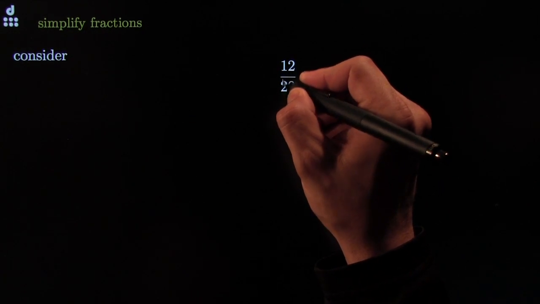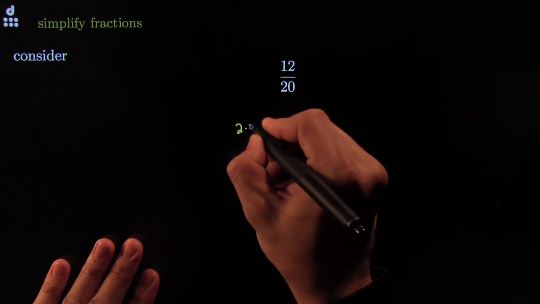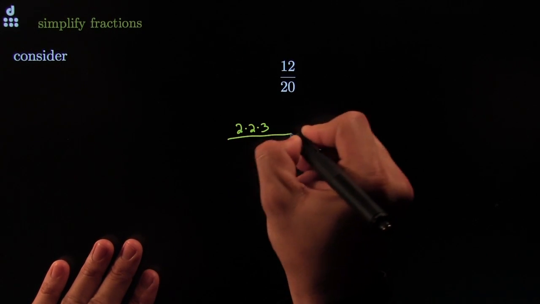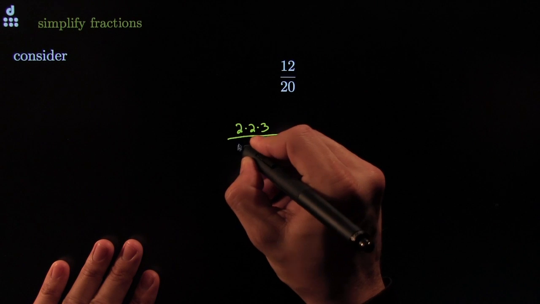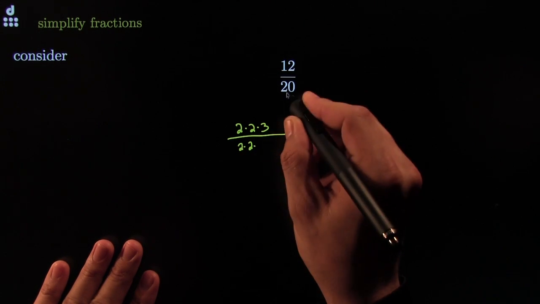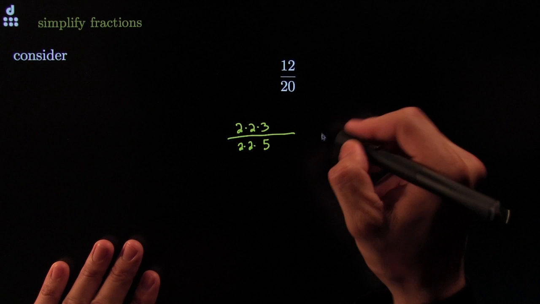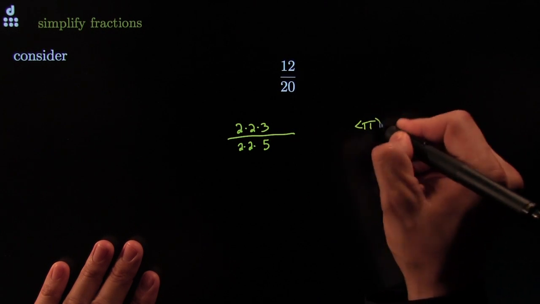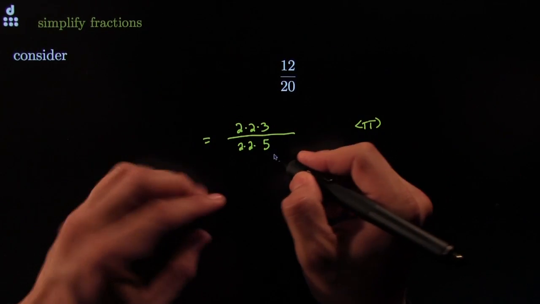So the 12 is made up of a 2 and a 2 and a 3. Those are its prime pieces. The 20, on the other hand, is made up of a 2 and a 2, that's 4 times 5, so 2 and a 2 and a 5. This is by times table. I've broken it up into the prime pieces.